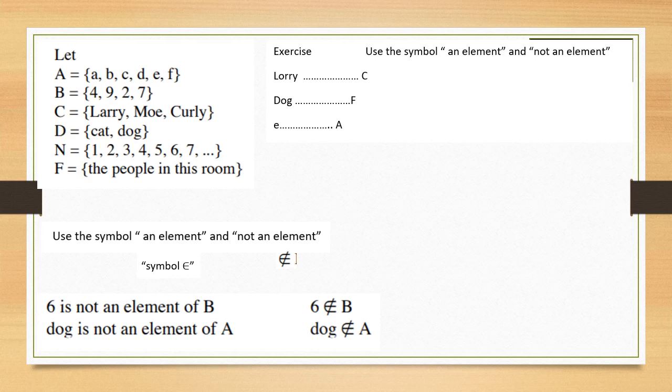And also look into set A. In set A, you have A, B, C, D, E, F as the elements. And you can clearly see that E is included in set A. So E is an element of set A.